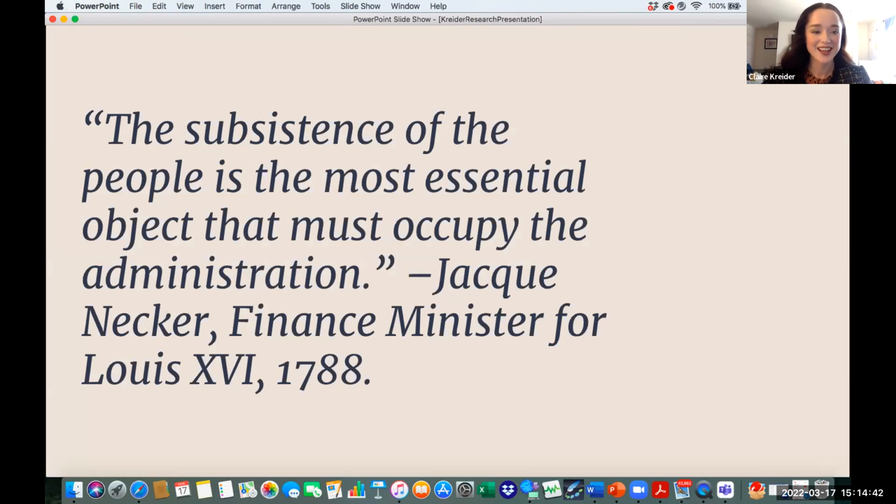In 1788, Jacques Necker, finance minister for Louis XVI, wrote, "The subsistence of the people is the most essential object that must occupy the administration." This statement was founded on the uncontested policy convention held by the French government that social stability could only be maintained by guaranteeing a stable supply of grain and cereal.